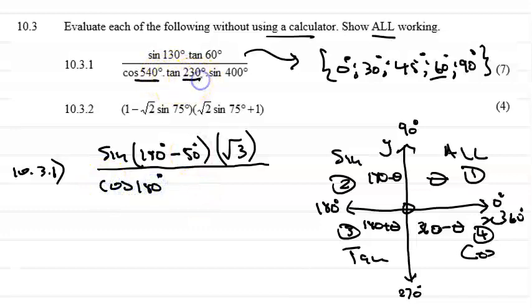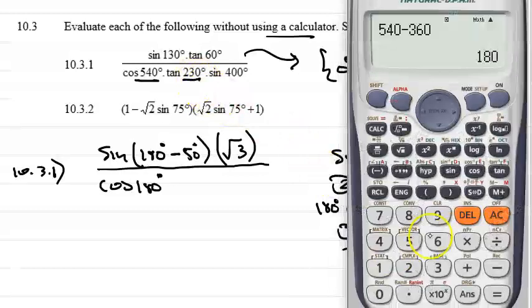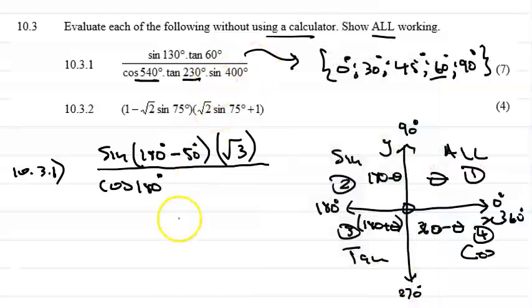Tan of 230. Now 230 lies in the third quadrant. So once again, we have to use the reduction formula for the third quadrant. So let's look at 180 plus what will give us 230. So 180 plus 50 will be 230. So therefore we'll say tan of 180 plus 50 degrees.